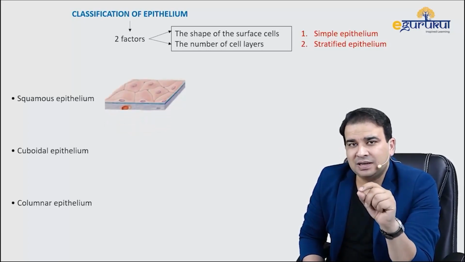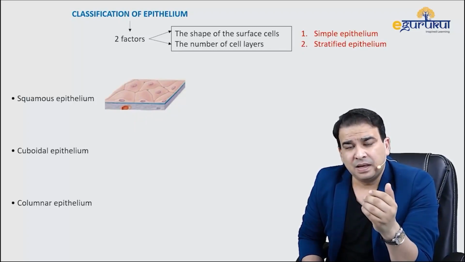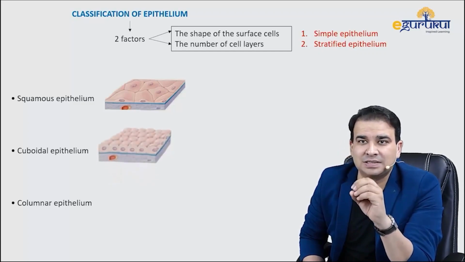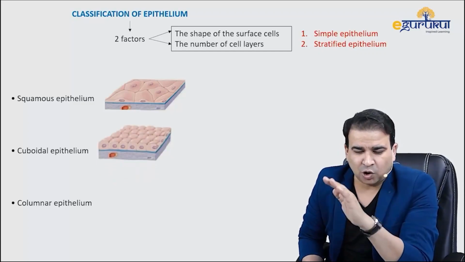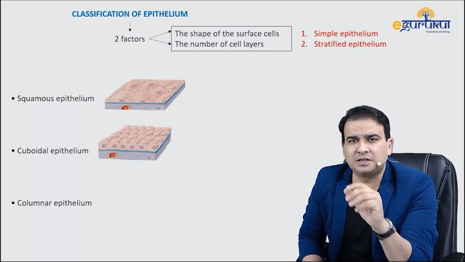Cuboidal cells, on the other hand, have length and width that are more or less the same, and the nucleus is present in the center. The round and central nucleus is there in that case. So all the walls are of equal size, and we have a central round nucleus in the typical cuboidal cells.